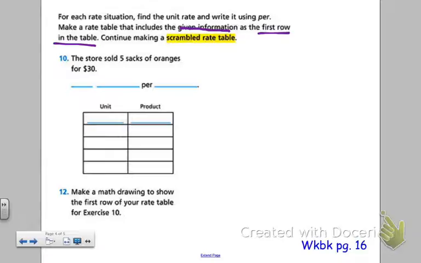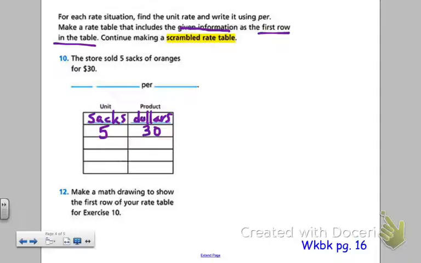So let's see. Number 10, the store sold 5 sacks of oranges for $30. So that's the very first information that we're given. 5 sacks of oranges for $30. So it sounds like sacks is our unit. That's how many we're going to have equal groups of. And the product is going to be the dollars, the amount of money for each of those sacks of oranges.